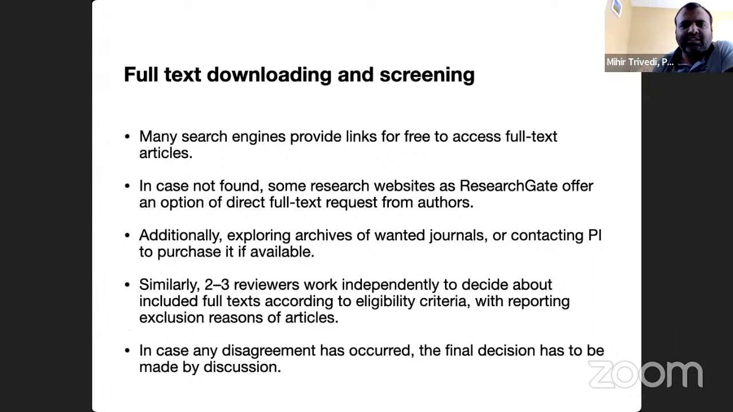Full text downloading and screening. Many search engines provide links for free access to full text articles. In case not found, some research websites such as ResearchGate offer an option of direct full text requests from authors. Additionally, one can explore archives of wanted journals or contact the principal investigator to purchase it if available. Similarly, 2 to 3 reviewers work independently to decide about included full texts according to eligibility criteria, reporting exclusion reasons of articles. In case any disagreement has occurred, the final decision has to be made by discussion.